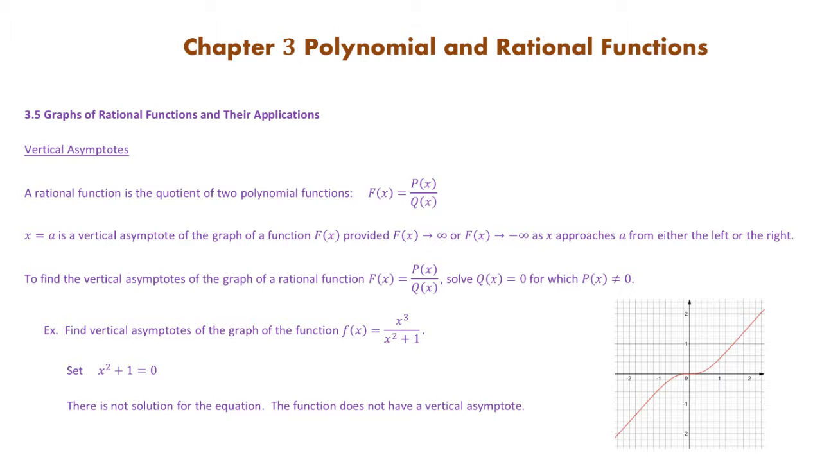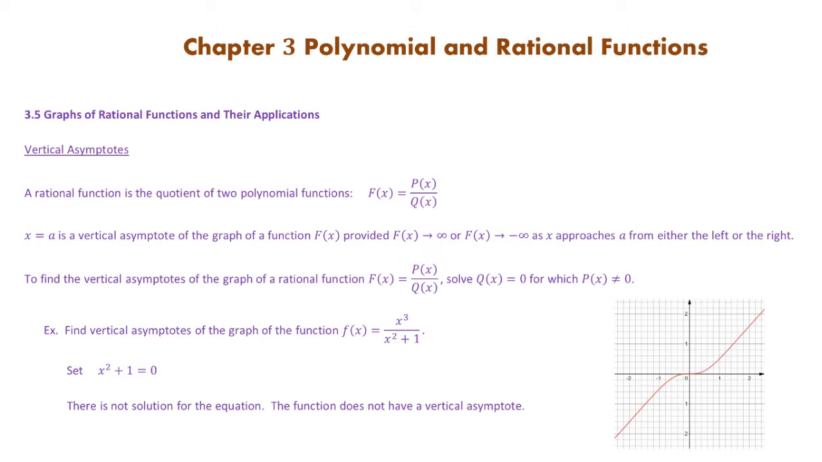So we're talking about the rational function, which by definition is the quotient of two polynomial functions. Let's say f is a rational function, and it is the quotient of two polynomial functions p and q. So how do you know you have a vertical asymptote? Very simple. It says here, x equal to a is a vertical asymptote of the graph of a function f, provided f approaches infinity or negative infinity as x approaches a from either the left or the right. So what does it mean?